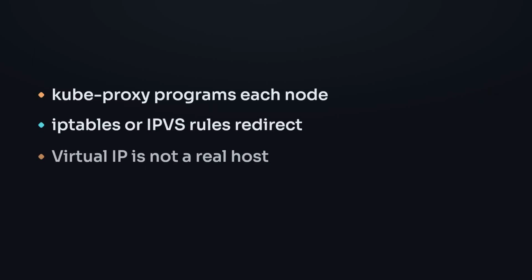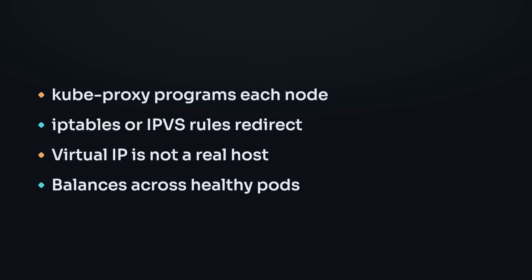How does traffic to that virtual IP actually reach a real pod? On each node, a component called kube-proxy programs the operating system to intercept packets aimed at service IPs and redirect them to a chosen backend pod. Classic clusters use iptables rules, and higher-scale clusters use IPVS for faster load balancing. Newer setups may skip kube-proxy entirely and let the CNI handle it. Either way, the virtual IP is not a real machine. It is a set of rules on every node.